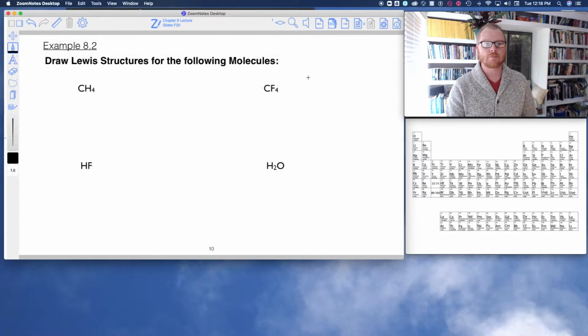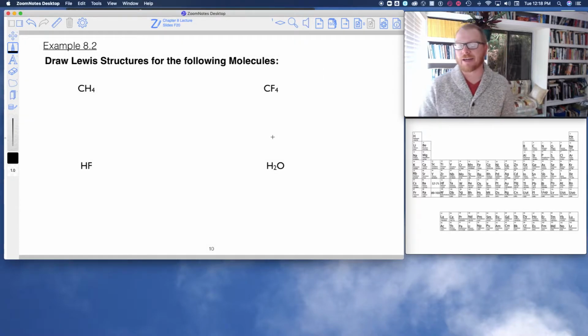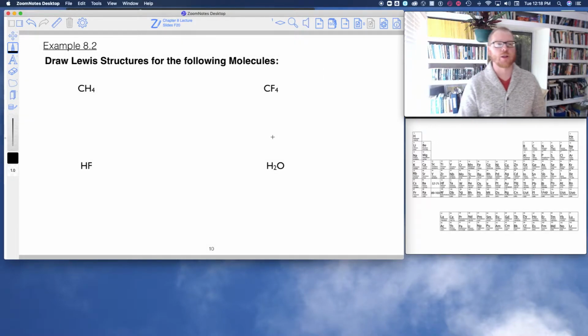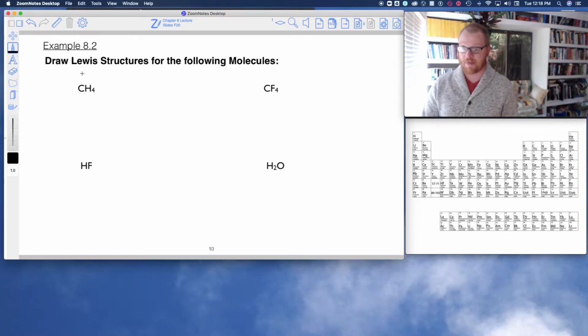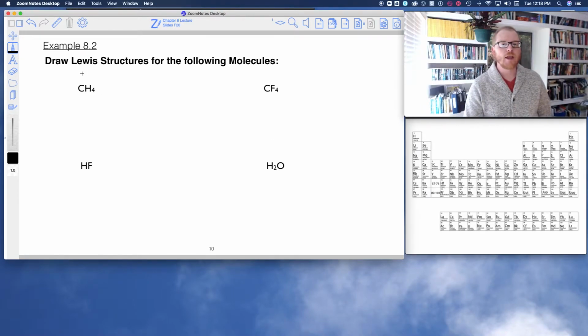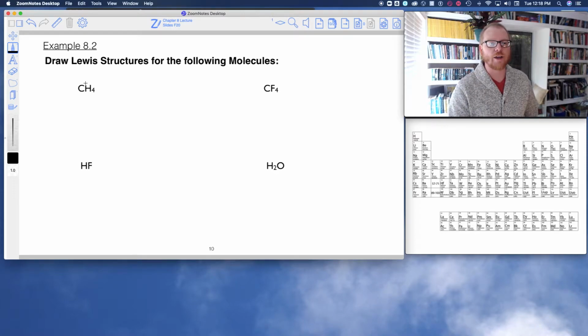Okay, so let's apply it. Draw Lewis structures for the following molecules. The first one we're going to do is methane, and I will walk you through this example of how I get it. For the other ones, I'm going to put the tunes on and I'll work through it with some music going on, and you could pause it and work on it on your own or work along with me.